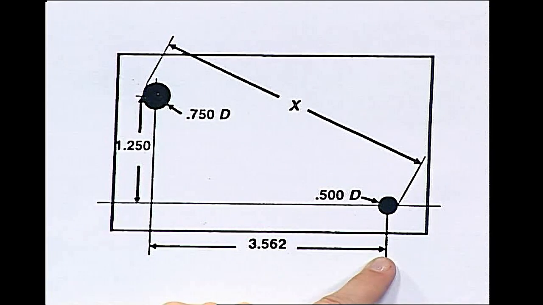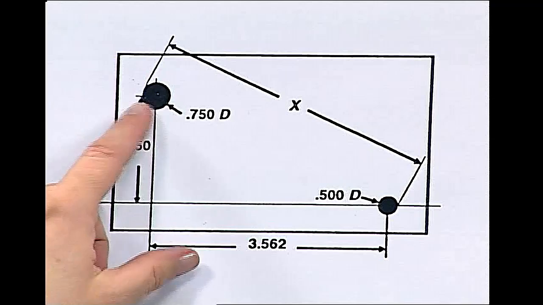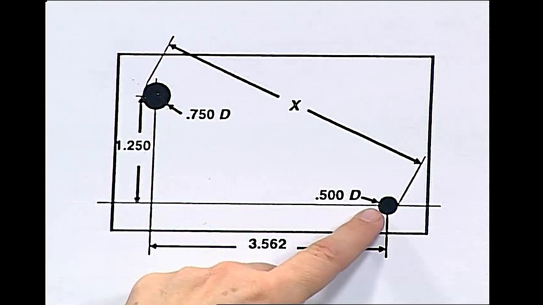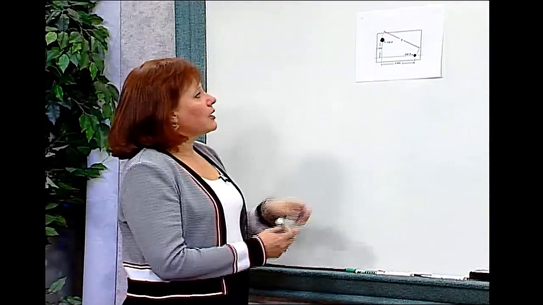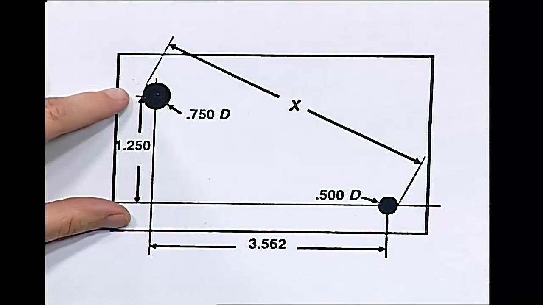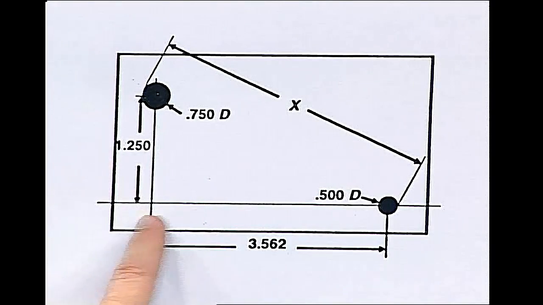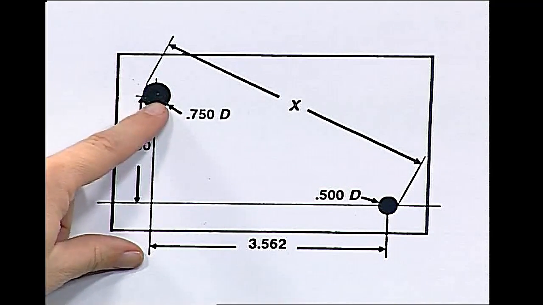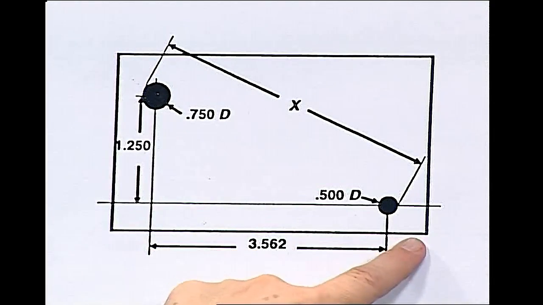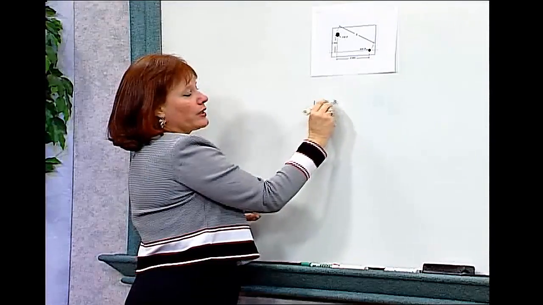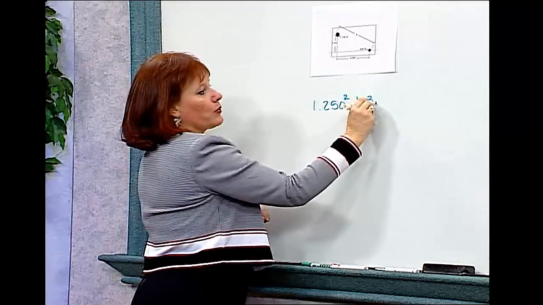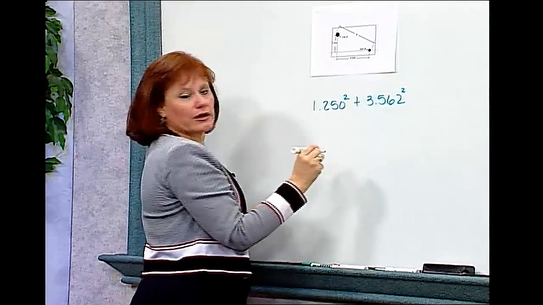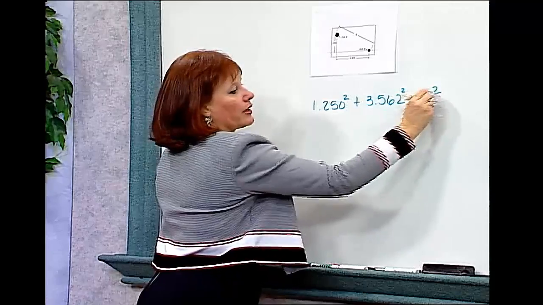Given those measurements, I could easily find the distance from the center of one hole to the center of another hole using the Pythagorean theorem, and we'll use that as our starting point. We see that the leg of this triangle is 1.250 and the leg of this triangle is 3.562. That will enable us to find the distance of the hypotenuse connecting the center of the top hole to the center of the bottom hole. So we'll take 1.250, the leg, and square it. And we'll take the second leg, 3.562, and square it. And that will give us the length of the hypotenuse squared.